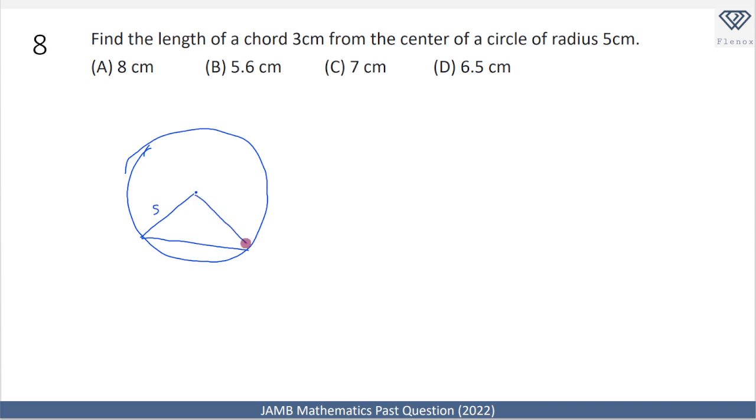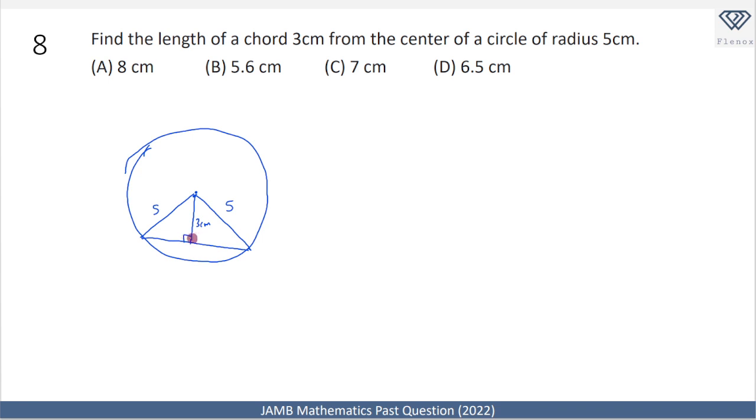So we have here the radius 5, and we're told to find the length of the chord 3 cm from the center. So this is the chord. So the distance from the center of the circle to the chord itself is 3 cm. Now we're told to find the length of the chord, which is what we have over here. So this is quite straightforward. What we're going to do now is try to find the length of one of these sides.